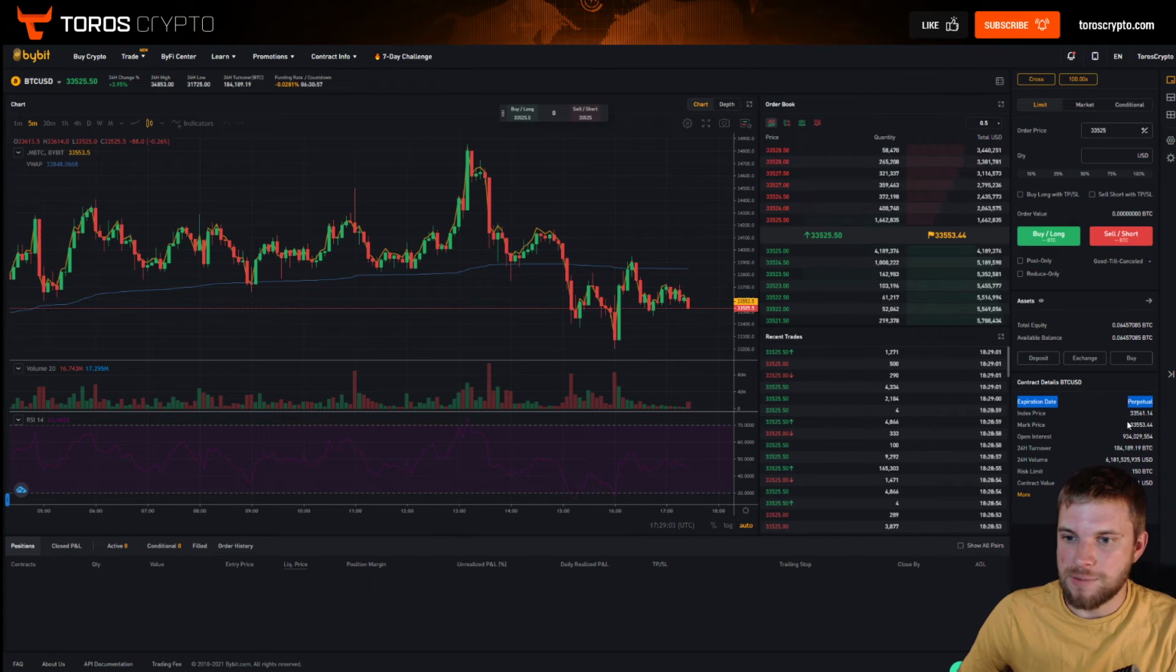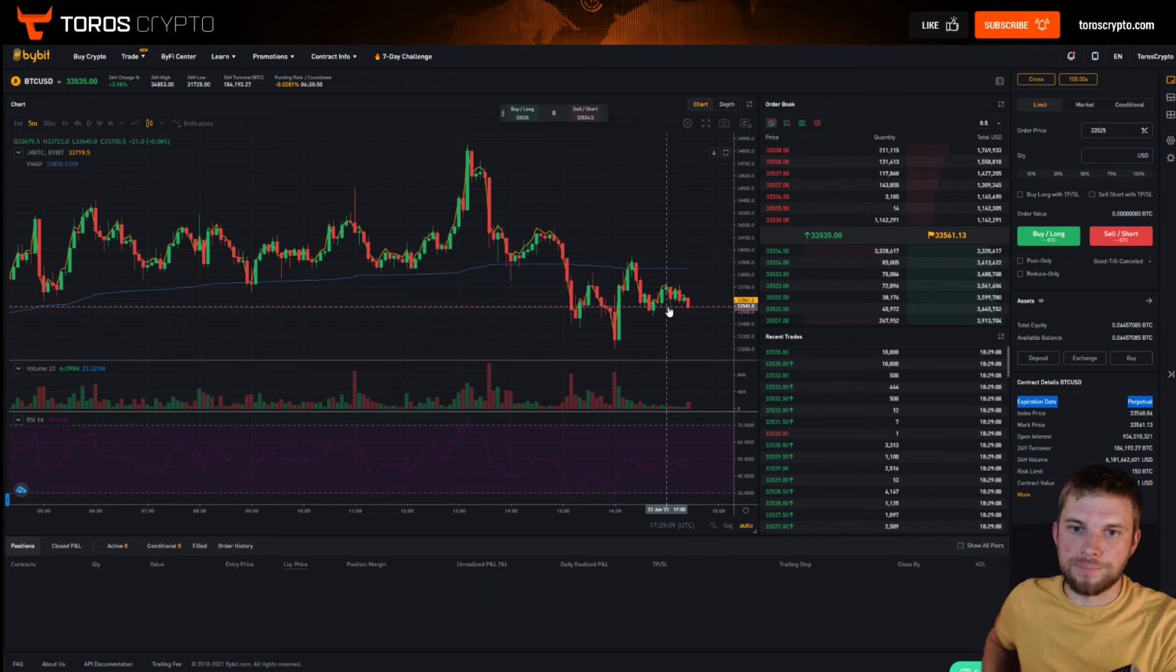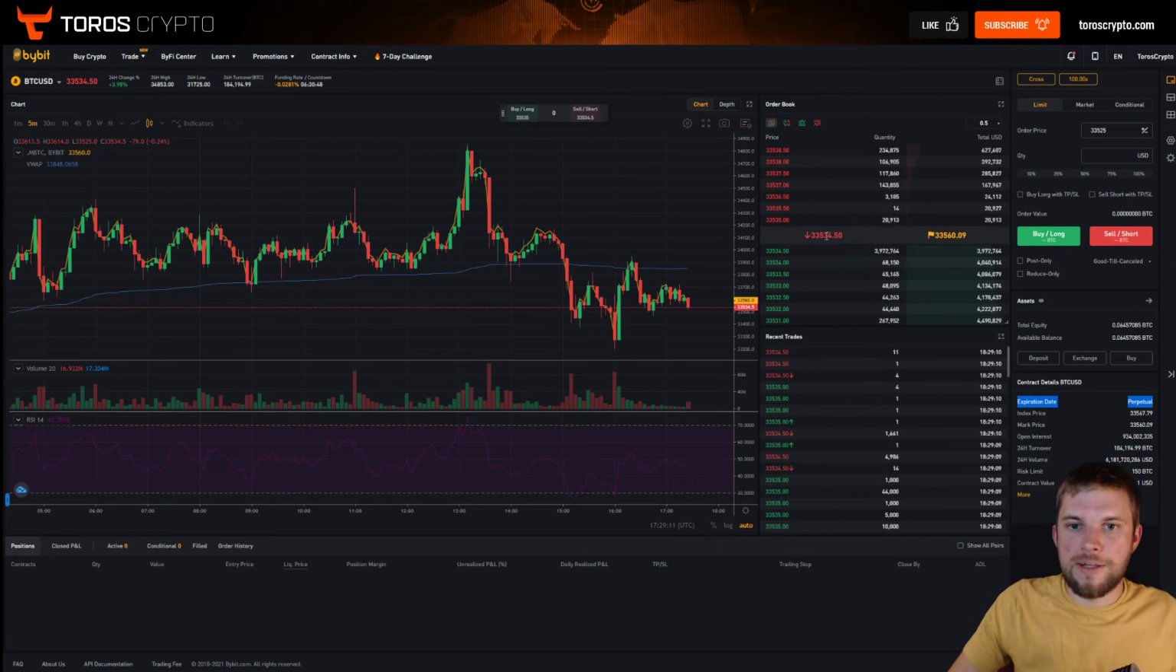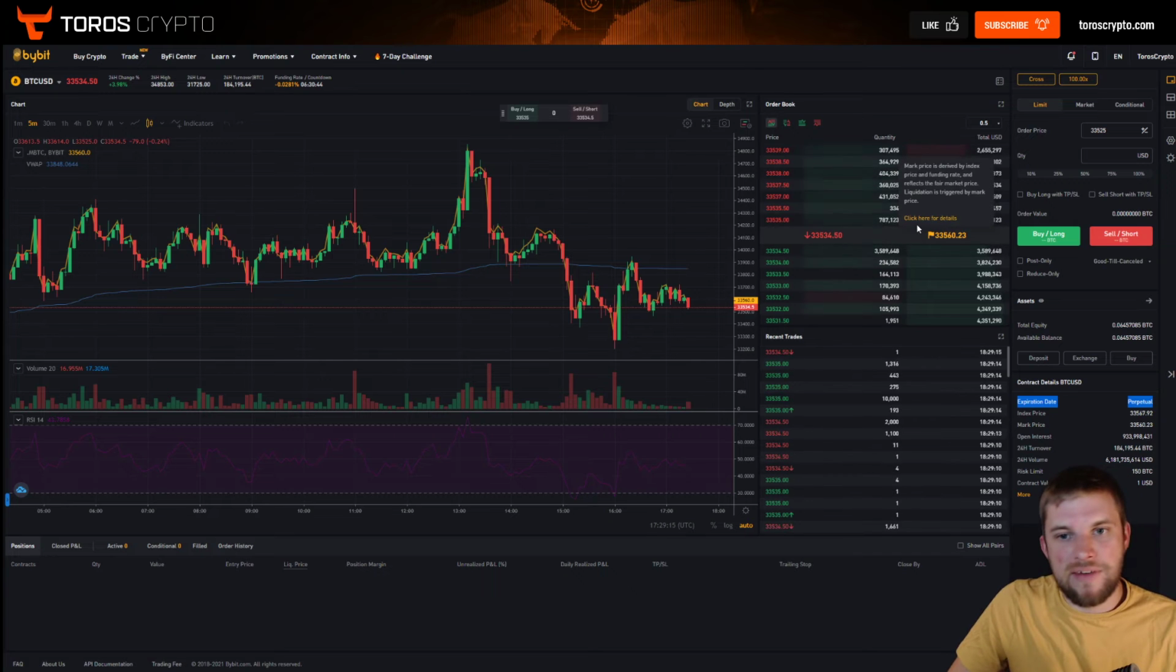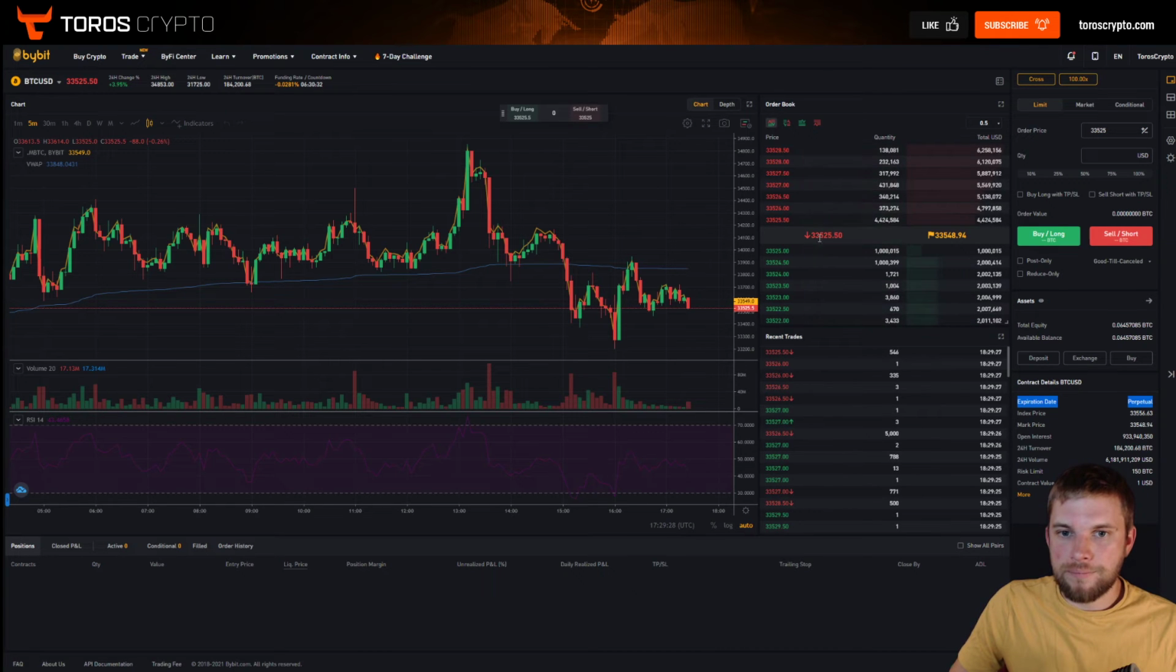You can see the index price and the mark price, and that is the difference between the price that is currently being traded within the platform and the actual market price in the event of liquidation. See here, the price is derived by index pricing and funding rate and reflects the fair market price. Liquidation is triggered by mark price.